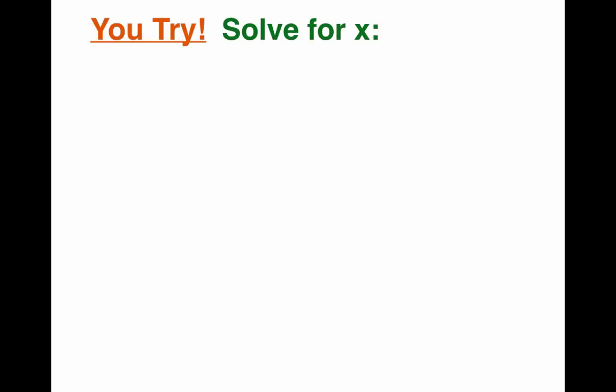Your turn. You get to try. Solve for x as your directions say. Here is your problem: x over 3 equals 36 over 27. Right now, I want you to copy that down, hit the pause button on your device, and I want you to try to solve for x all by yourself. Ready, set, go.